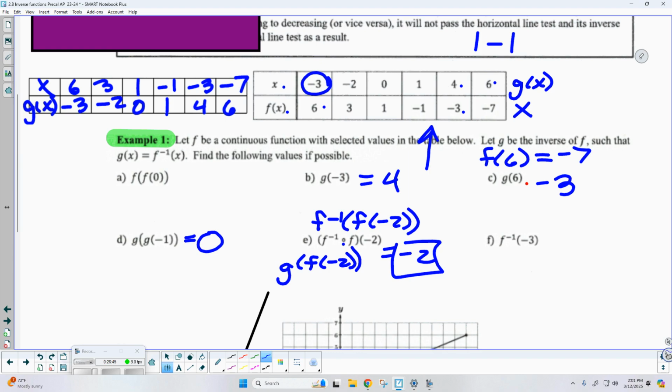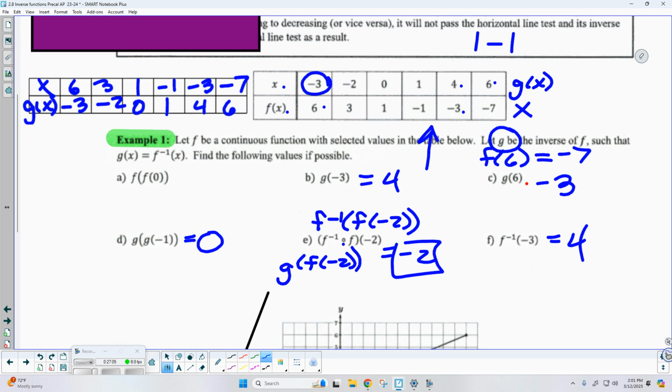Matthew, can you help him out? Didn't get that far. William? 4. Okay. So there's a couple of ways we could do this. f inverse, remember, what's the inverse of f?